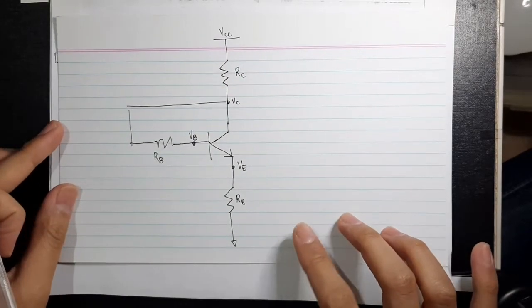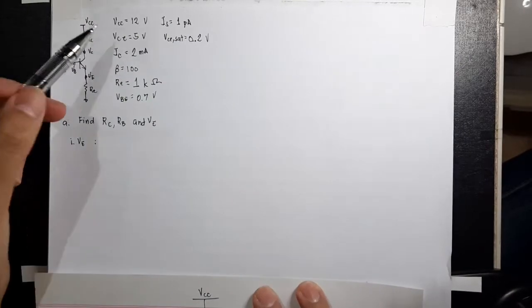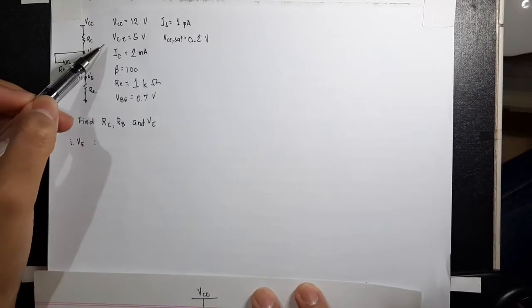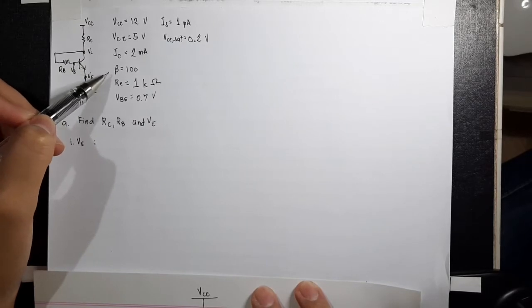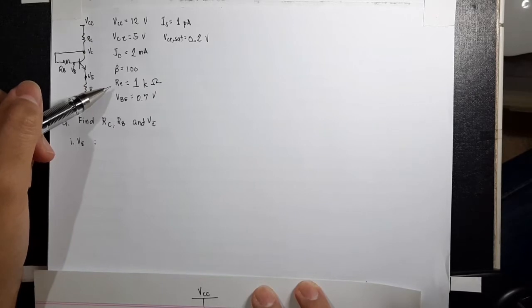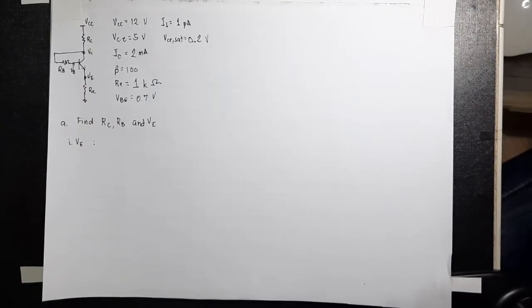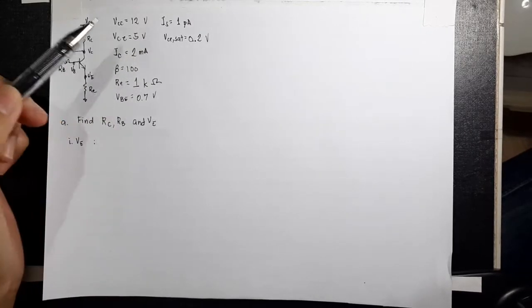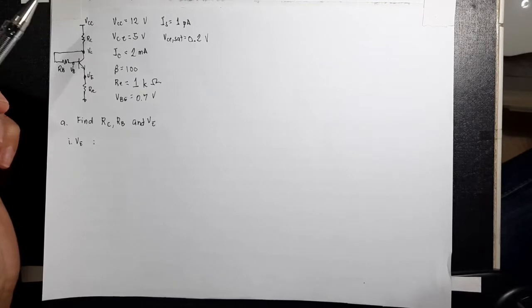So, we are given this circuit. We have the following given values: VCC of 12 volts, VCE of 5 volts, IC of 2 milliamps, beta equals 100, RE of 1 kilo ohm, VBE of 0.7 volts, IS equals 1 picoamp, and lastly, VCE SAT of 0.2 volts. So for letter A, we are tasked to find the values of RC, RB, and VE.